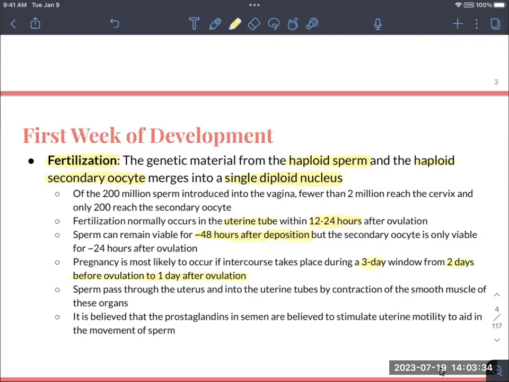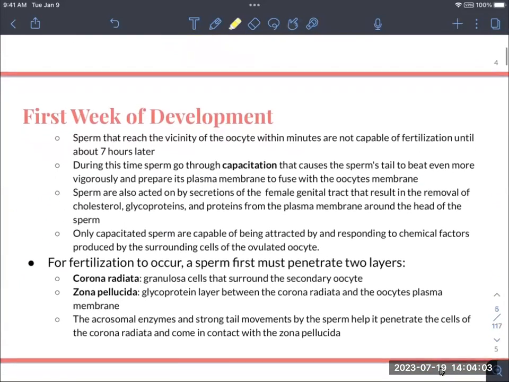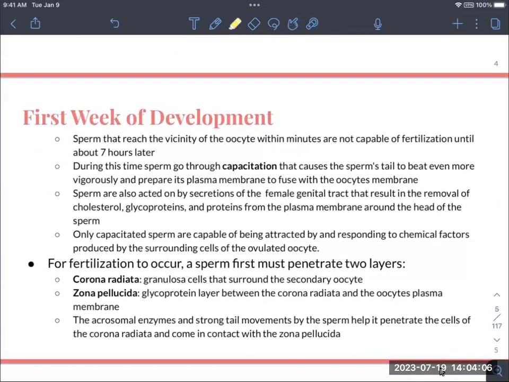So that sperm is going to go through the uterus. It's going to enter into those uterine tubes. Those uterine tubes have smooth muscle that does contractions. The prostaglandins found in the semen are thought to stimulate the contractions of these uterine tubes to help the sperm get to the oocyte quicker. Because of these contractions, the sperm are within the area of that oocyte within minutes. It takes 7 hours for fertilization to happen.